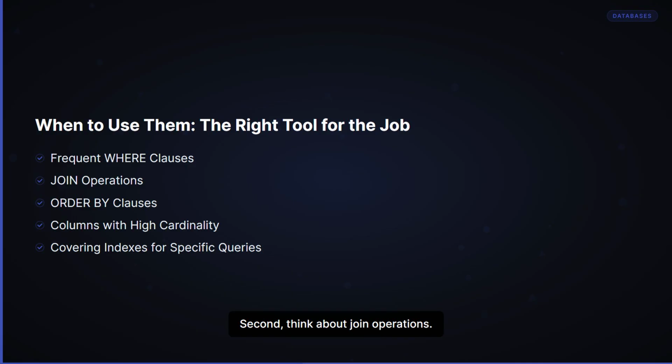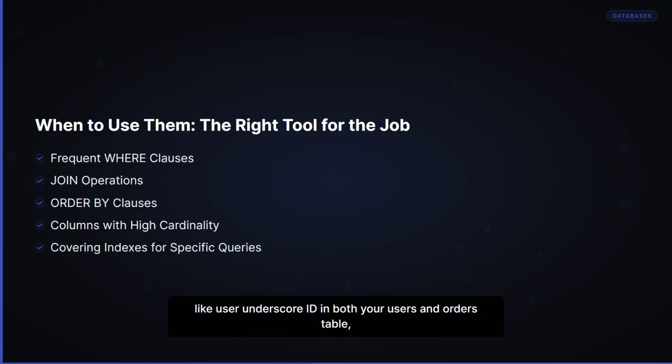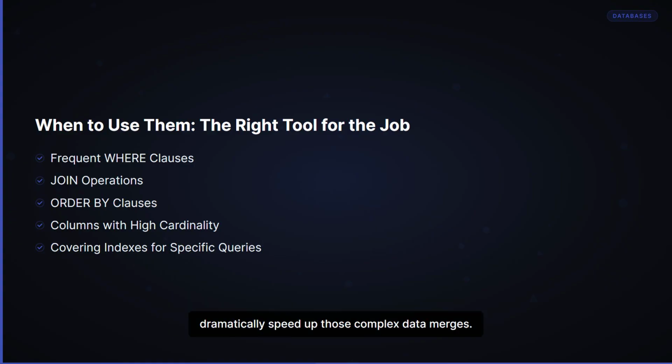Second, think about join operations. When you combine data from two or more tables, the database often needs to match rows between them. Indexes on the columns used in join conditions, like user_ID in both your users and orders table, dramatically speed up those complex data merges. Third, if you're frequently ordering by specific columns, say sorting products by price or comments by timestamp, an index can pre-sort that data, so the database doesn't have to do it every single time.